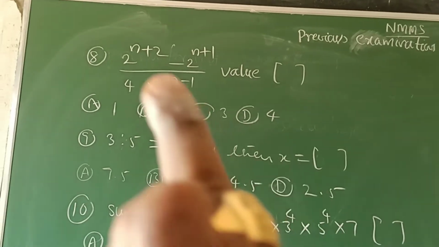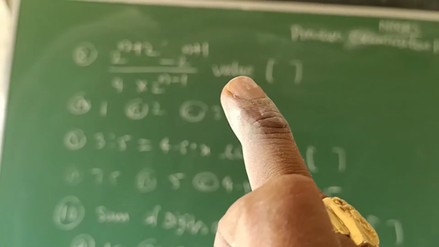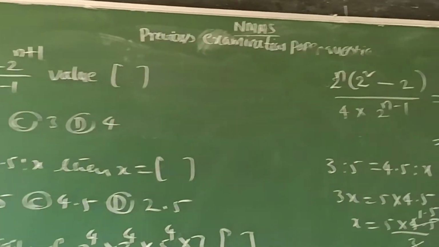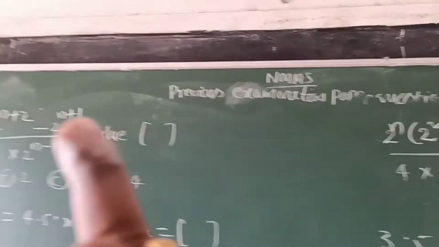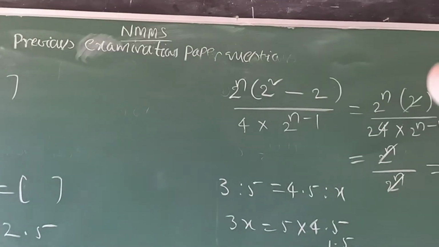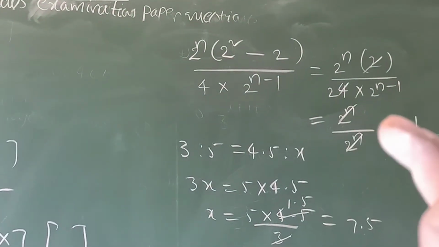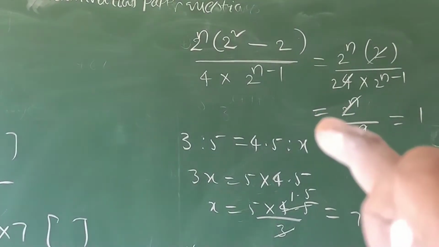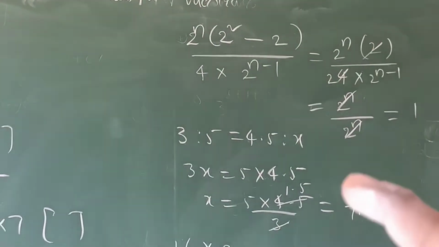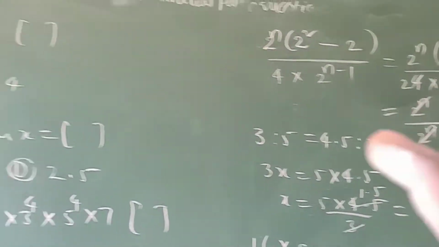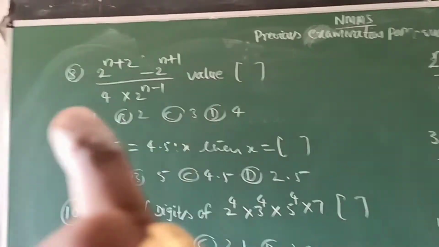2 power n plus 2 minus 2 power n plus 1 by 4 into 2 power n minus 1. So in this expression, when you bring out 2 power n as a common factor, 2 power n into 2 square minus 2 by 4 into 2 power n minus 1. 2 gets cancelled, 4 is 2 times 2. So 2 power n into 2 by 2 into 2 power n, 2 power n by 2 power n is equal to 1. So therefore the option is A.